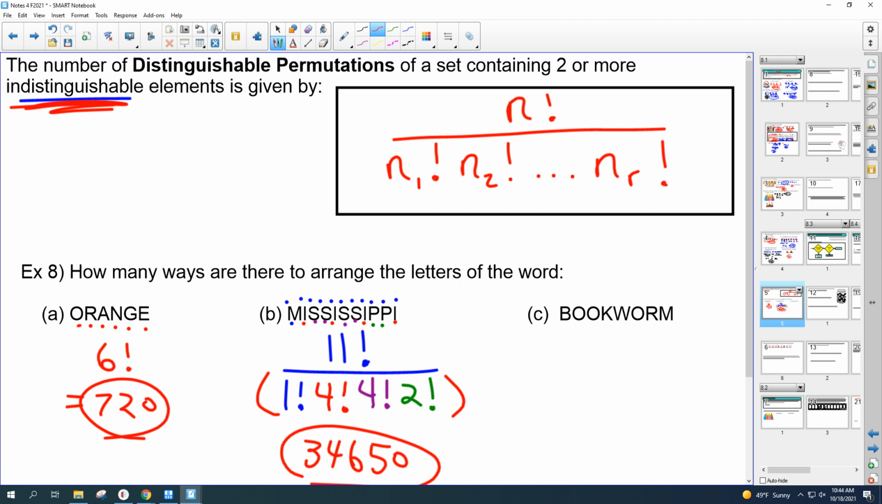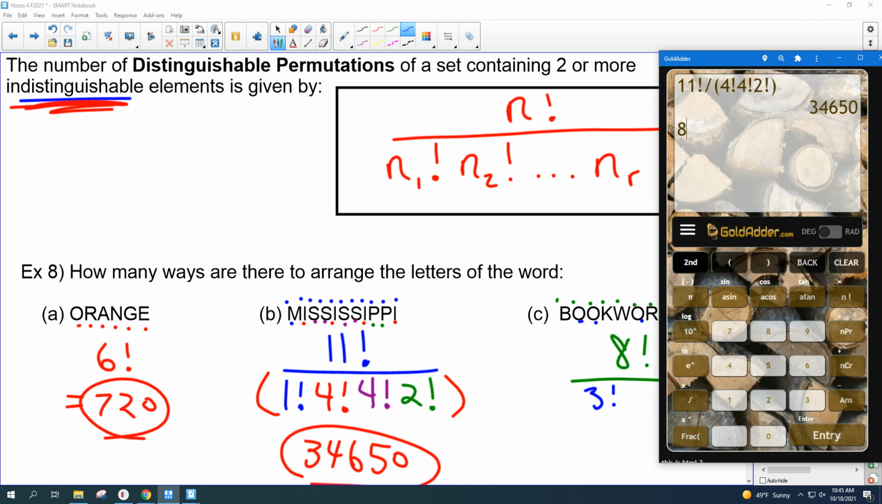So bookworm. Do I have any indistinguishable items in that? Yeah. So the formula comes into play. I've got 1, 2, 3, 4, 5, 6, 7, 8 total. So that's the numerator. And then look for repeats. See how you've got 1, 2, 3 O's? Do I have any other repeats? That's really all I need to divide by. All the others are just 1. You've got 8 factorial divided by 3 factorial. 6,720.